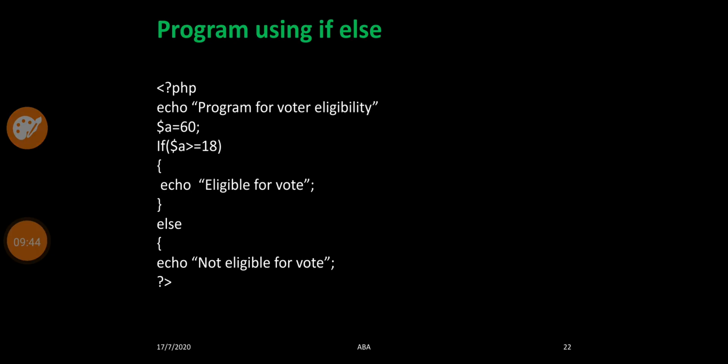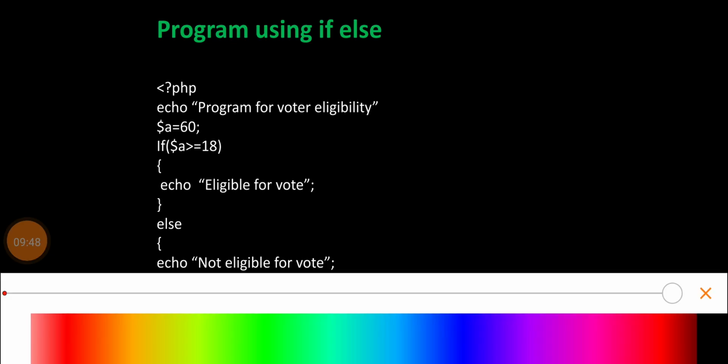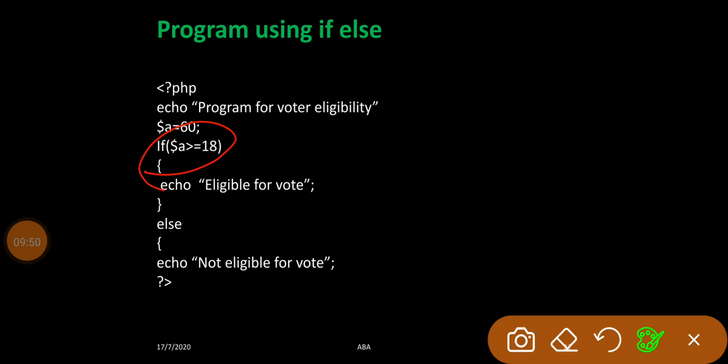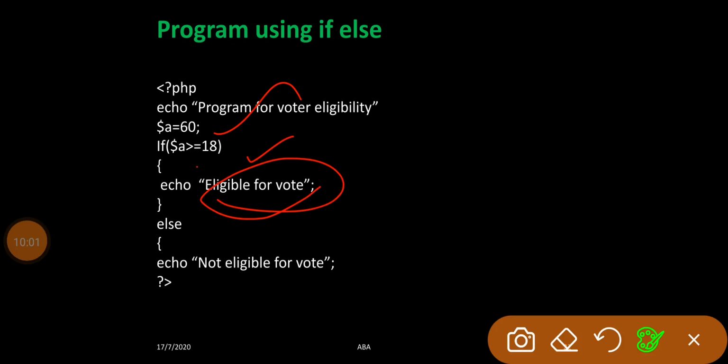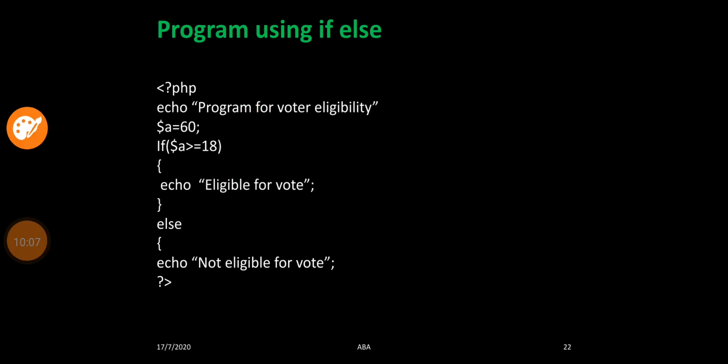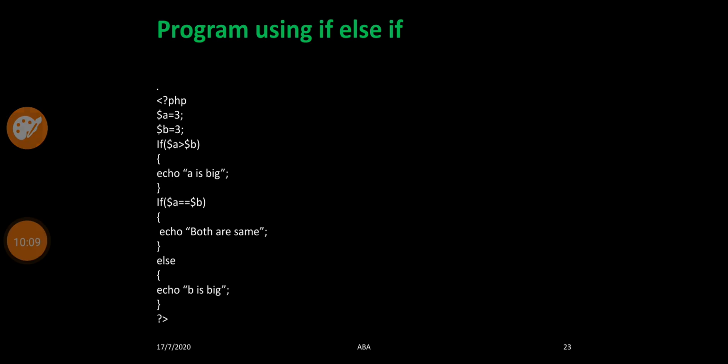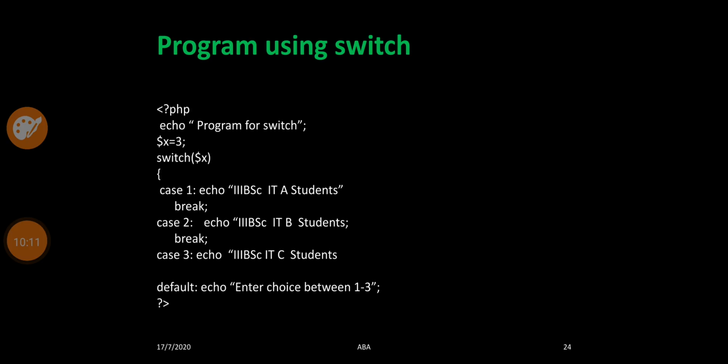Program using if else. If you use if else, if the condition is true, this will execute. If it is false, this will execute. So according to our example, $A equal to 60. 60 is greater than or equal to 18. The condition is true, so the eligible message is displayed, and the other one will not be displayed. Program using if else, same concept.